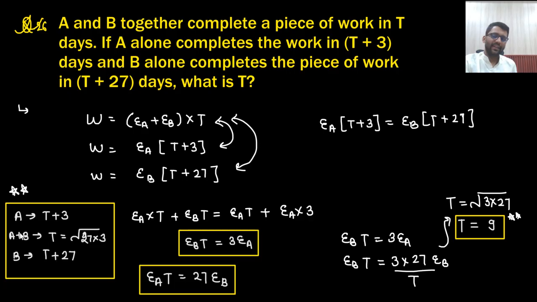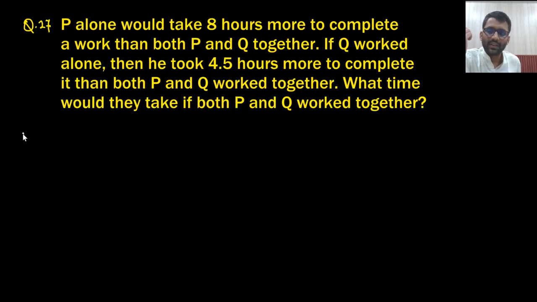So if I say anything like that, one guy is doing in T plus 3, another guy is doing in T plus 7. So this guy would be doing in time T only. So that would be extra days multiplication and then under root. Directly I can write. I don't have to do so much calculation. So in the examination, if you see this kind of pattern, then you will be able to do it quickly. So let's see the next question.